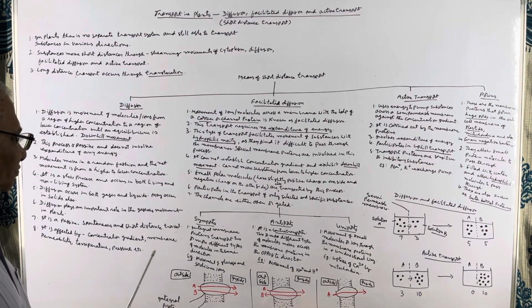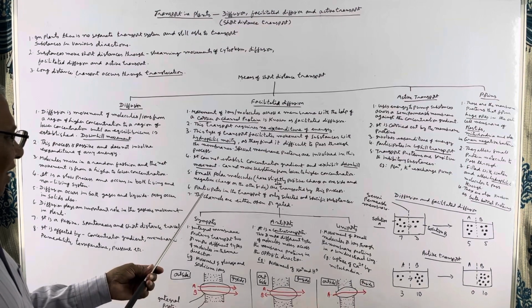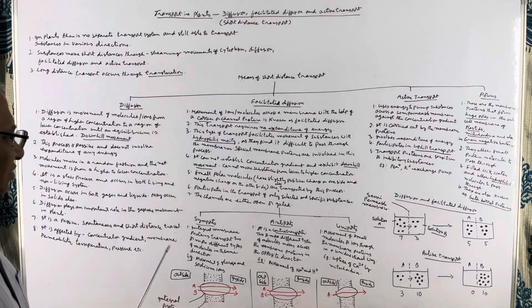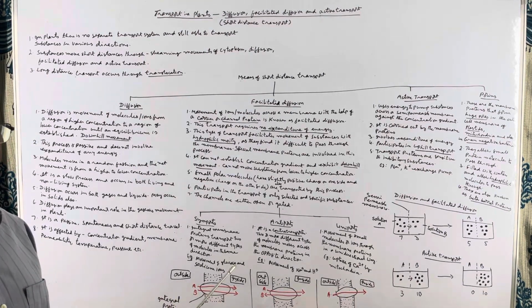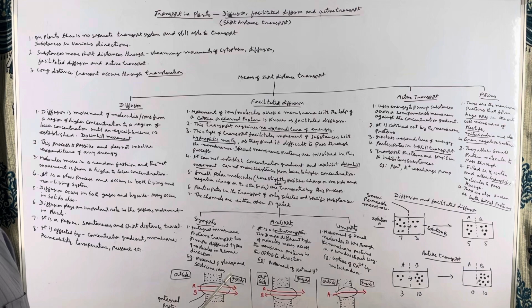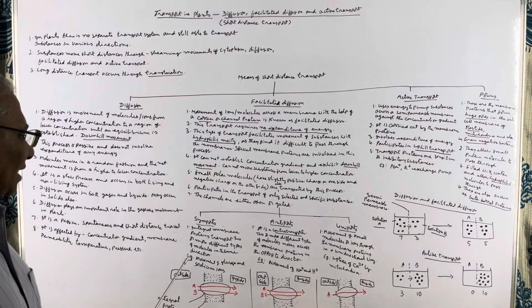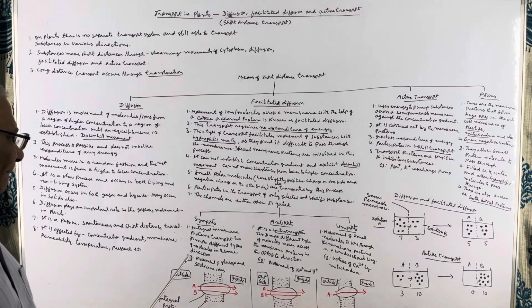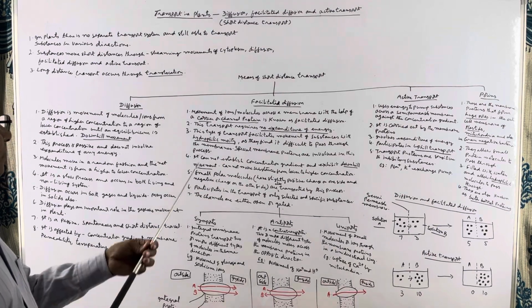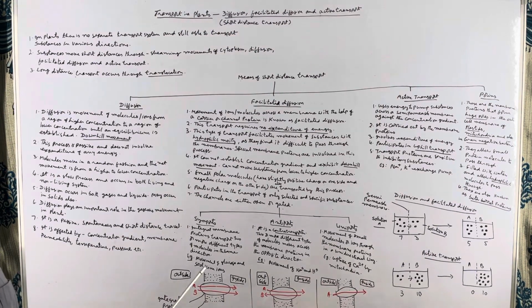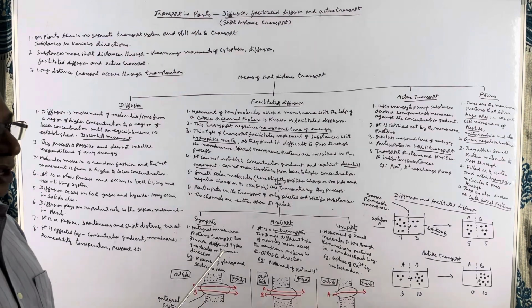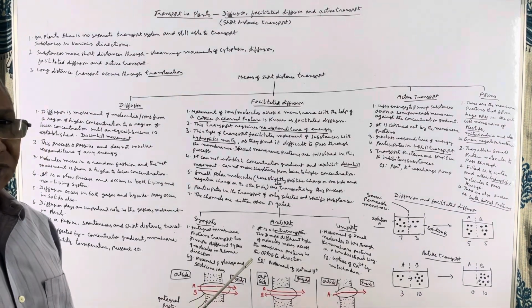Then, I already have told you, these proteins are selective in nature. That means one type of protein molecule transports only a particular type of molecule. And this relationship is specific. Then, the facilitated diffusion channels are either gated or open. Then, the carrier proteins are affected by inhibitory substances like poisons.